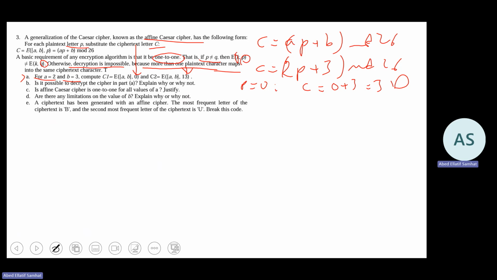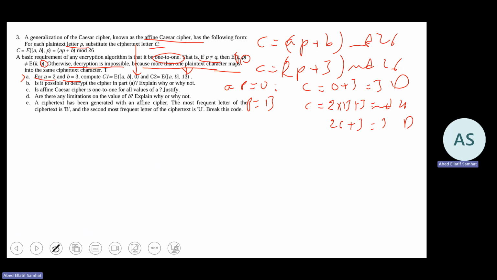If we have a plain text 30, this is one of the letters. In this case, if P equals 30, the letter is A. We can find it on the course slide. So the ciphertext here, C equals 2 times 30 plus 3, which is equal to 26 plus 3 mod 26, which is also equal to D, and it's the letter D.